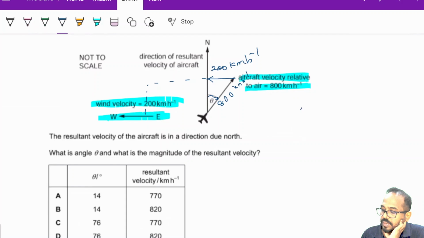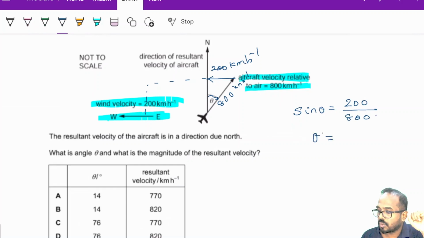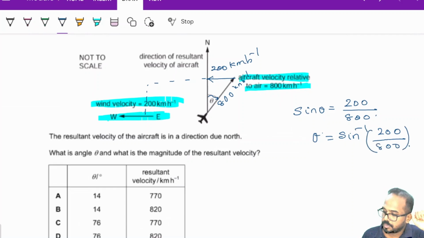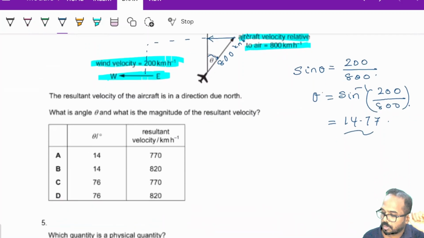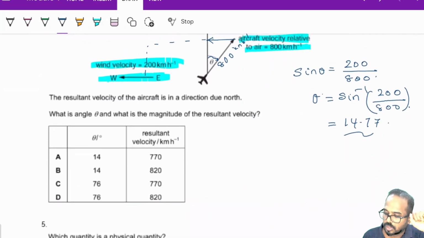So opposite, what is that? Sine theta is equal to what? Opposite side 200 upon 800. This theta you can find using this equation, right? So theta will be sine inverse of 200 upon 800. Use your calculator to find this value. When you put this in your calculator, you get the value for theta as 14.47. Okay, 14.47, you can check, approximately 14 only. This is 76, right? So you can eliminate these two answers when you find theta.